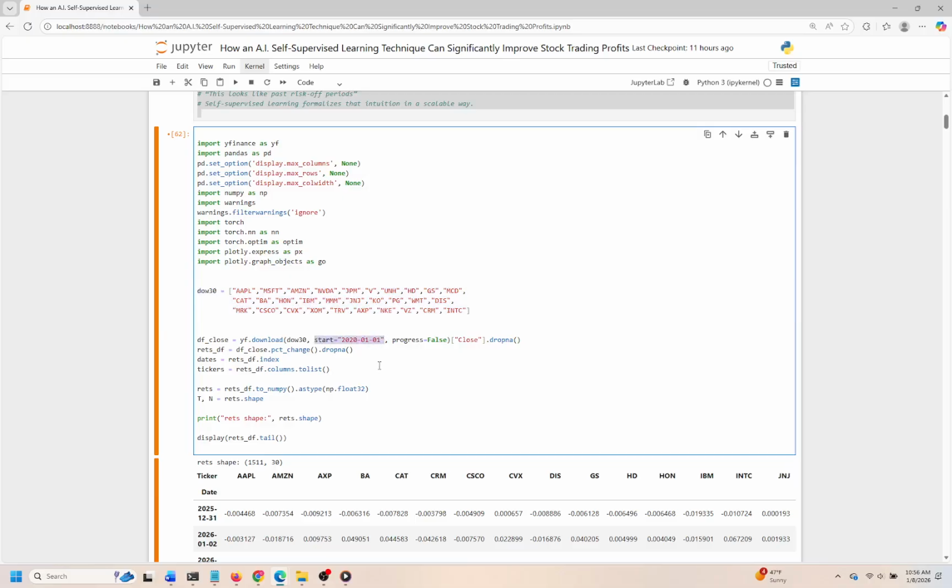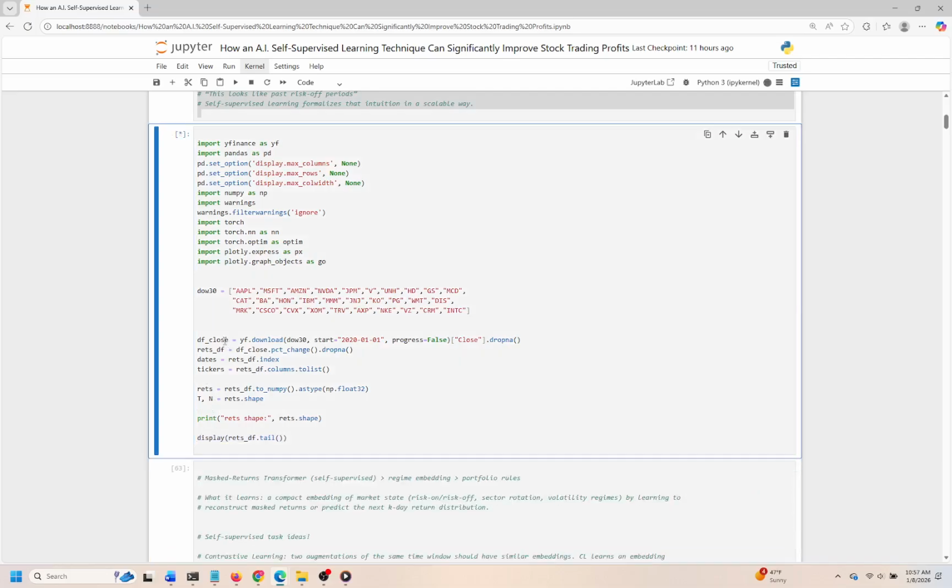To gain insights into the stock returns, we calculate the daily percentage change using the pct_change method. This transformation of price data into percentage returns allows us to observe the relative changes in stock values over time. After dropping any missing values from this new dataset, we store the index of dates and the names of our stock tickers for easy reference later. Transitioning to the structure of our data, we convert our returns data frame into a NumPy array, optimized for performance in further calculations. We also capture the dimensions of this array, which tells us the number of time periods and stocks involved in our analysis.